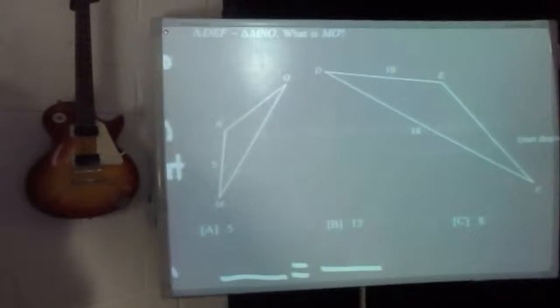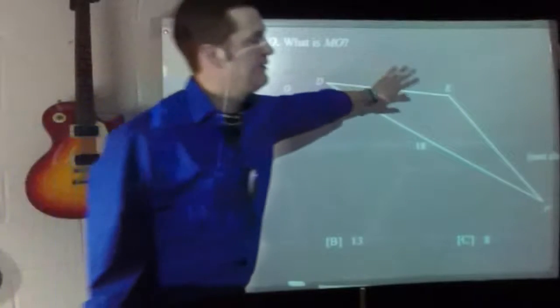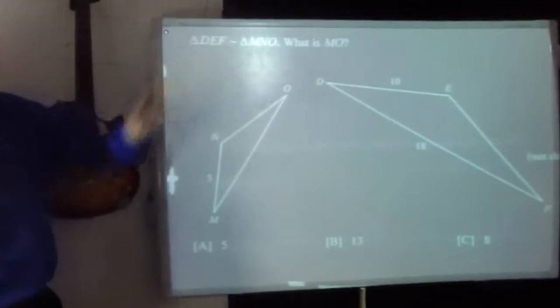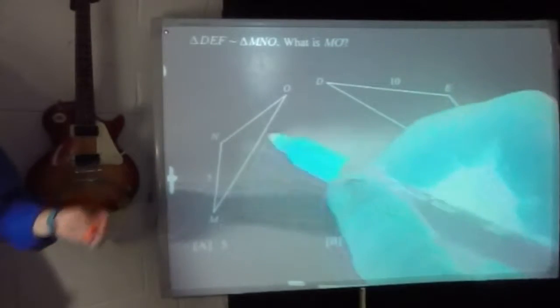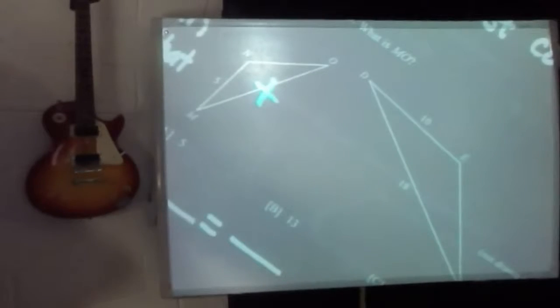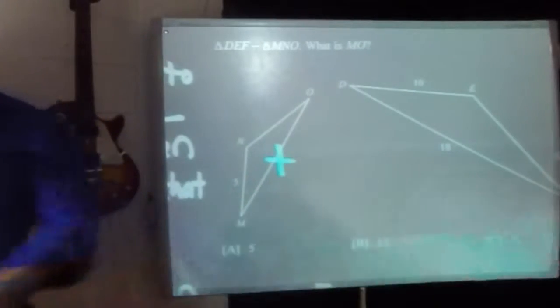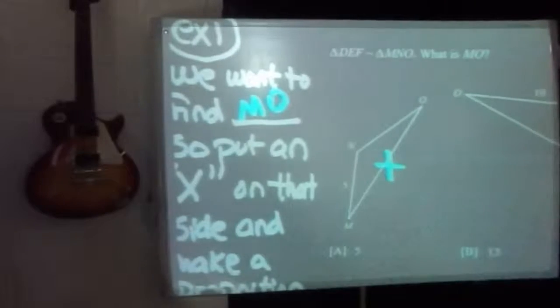So starting off with similar triangles. Those triangles are not congruent. The one on the left is obviously smaller than the one on the right. DEF over here is similar to MNO. We want to find MO. We don't have any side length for it, so that's going to be the thing we want, which we'll call X. So put an X on that side, and then we will make a proportion.